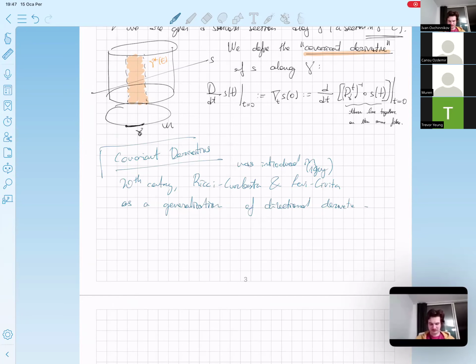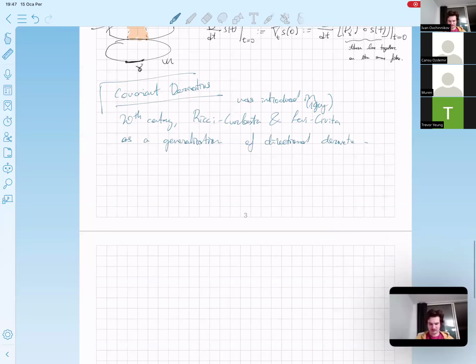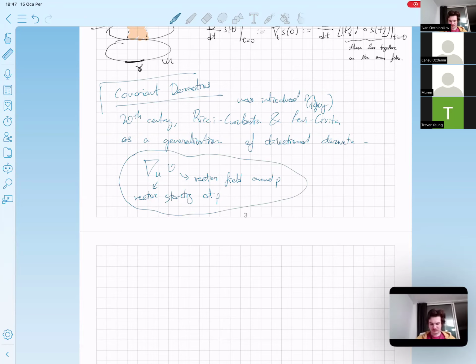And they needed this because their initial idea was to do this. So they wanted to define this, where this is a vector starting at P, and this is a vector field around P, or around the neighborhood of P, which would have been a better way to say this. And they wanted to define this. So how to do this and how to make it independent of the coordinates they use.